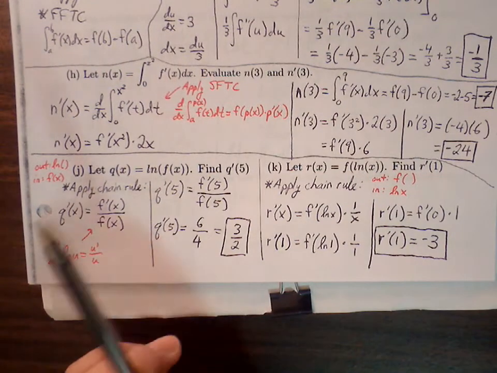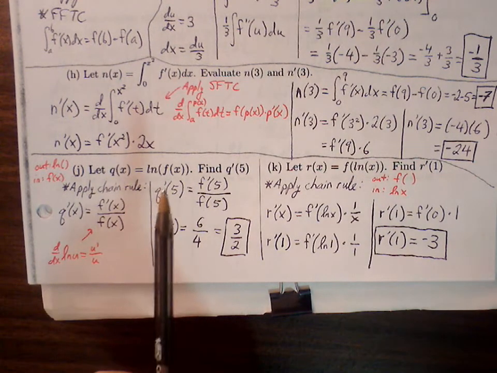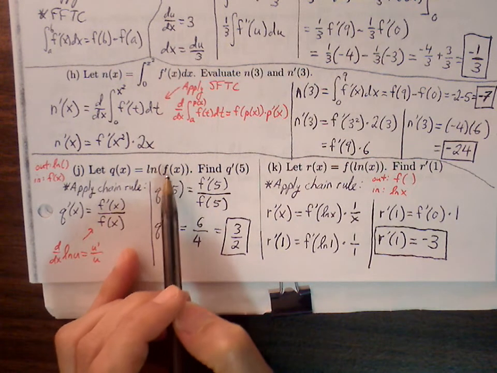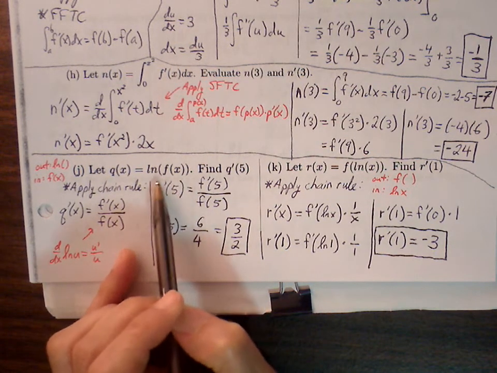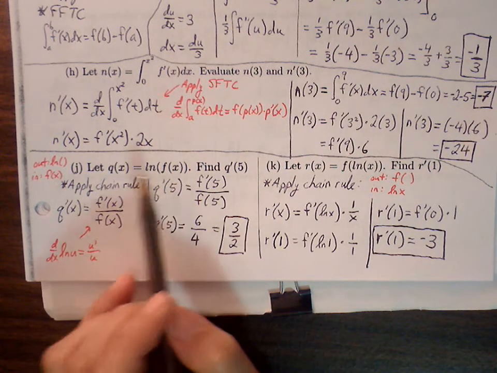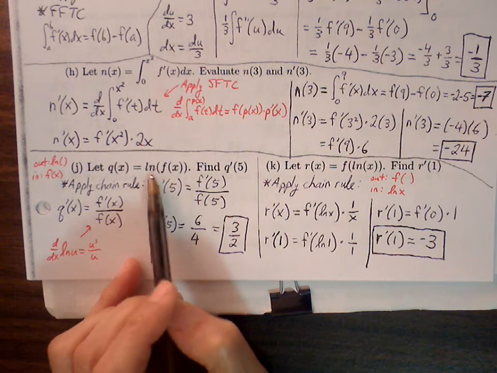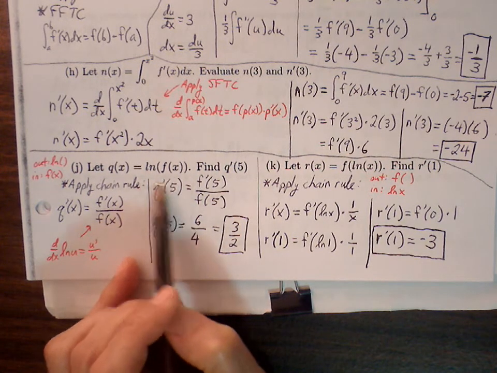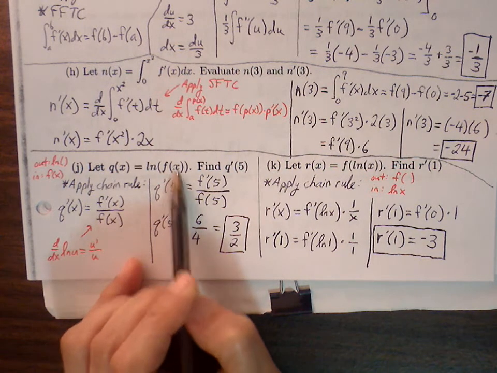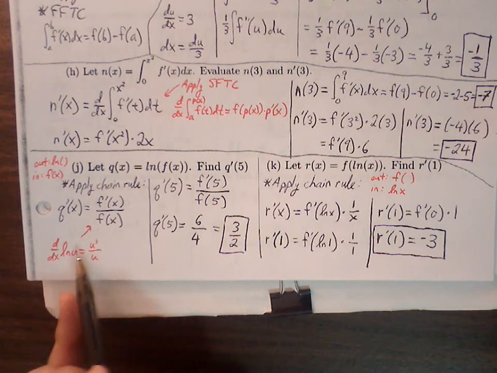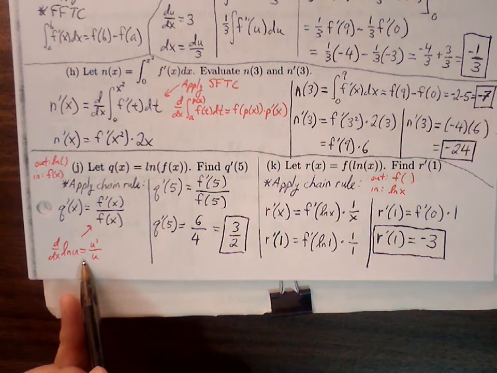All right, last few here. Let q of x equal natural log of f of x. Find q prime of 5. Notice that this is a function within a function, so if we want to find the derivative of a function within a function, we have to go through the chain rule. So the rule for natural log of u is u prime over u. The u value is f of x, so we get f prime over f of x. We're just following the rule for natural log of u.